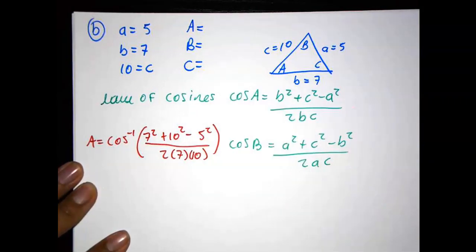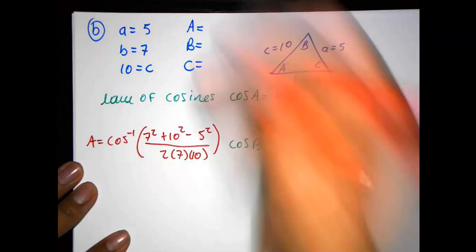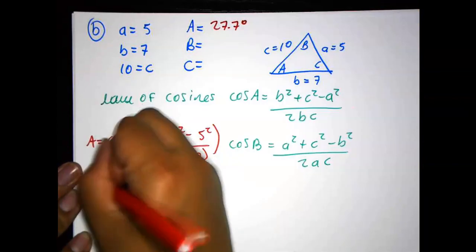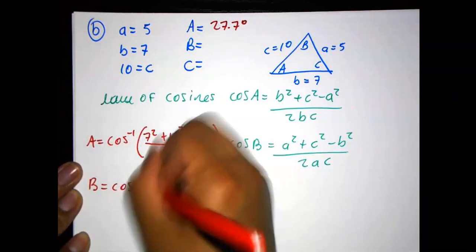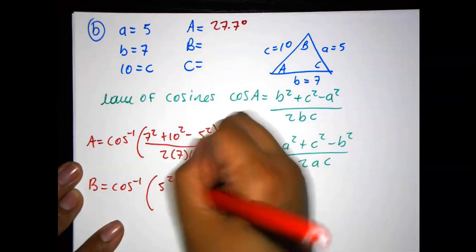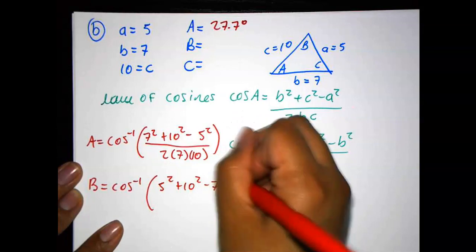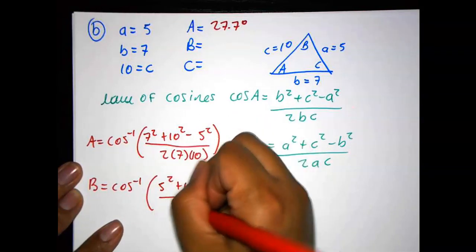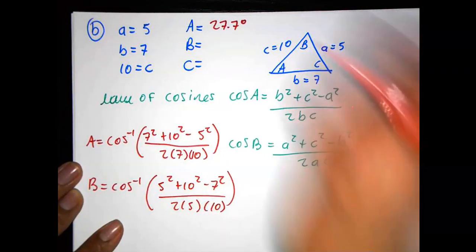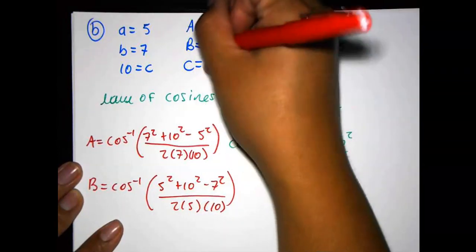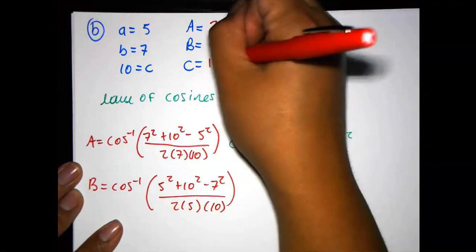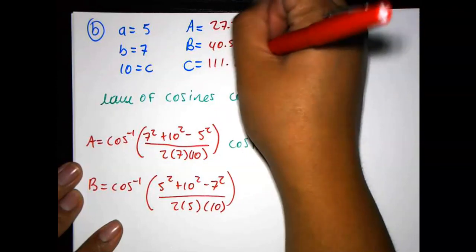Okay, I plug that into my calculator and I get that A is 27.7 degrees. I'm going to do the same thing, cosine inverse, but now it's A, which is 5, plus 10 squared minus 7 squared over 2 times 5 times 10. Just following the formula. From here, I get 40.5. I add those two, subtract from 180, and I get 111.